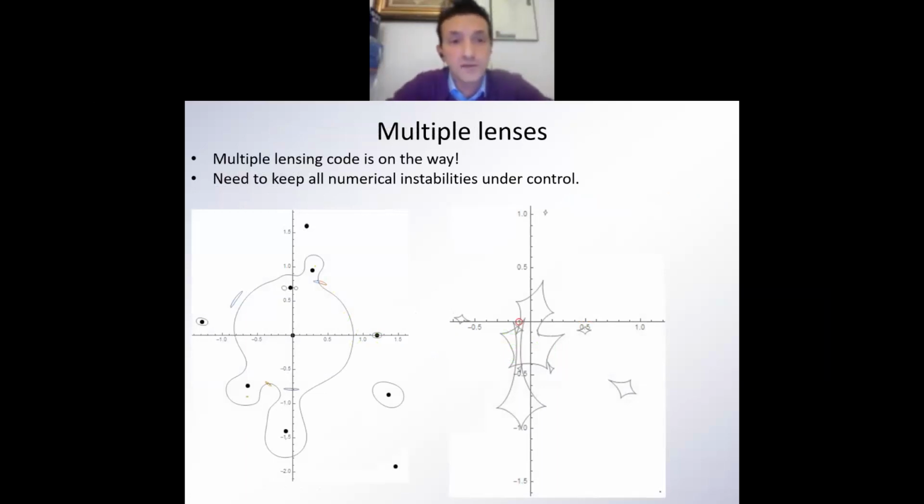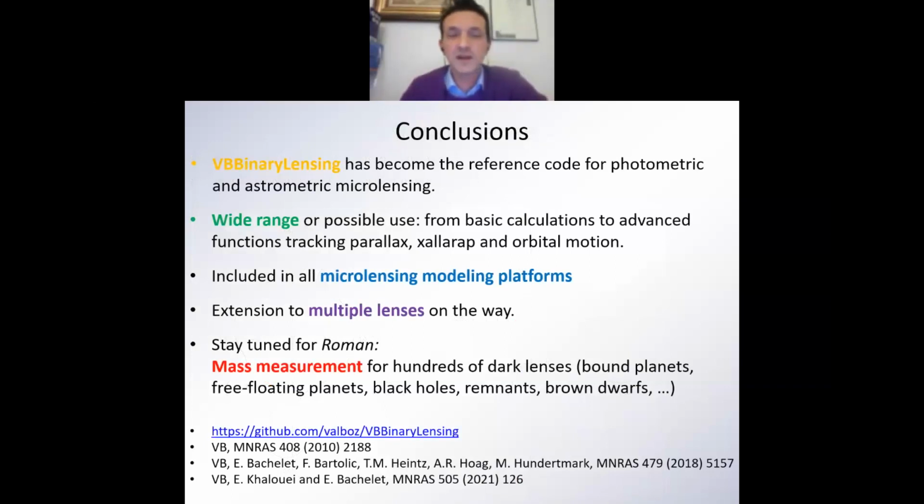Now, what's next with the VBBinaryLensing? VBBinaryLensing deals with the single lenses and binary lenses. Now, the challenge is to go to triple or multiple lenses. But of course, once you have more and more lenses, you find issues with numerical instabilities. So we have several versions of code that are actually working, but we still want to test them and find the best way to keep all numerical instabilities under control, to have the most robust code possible.